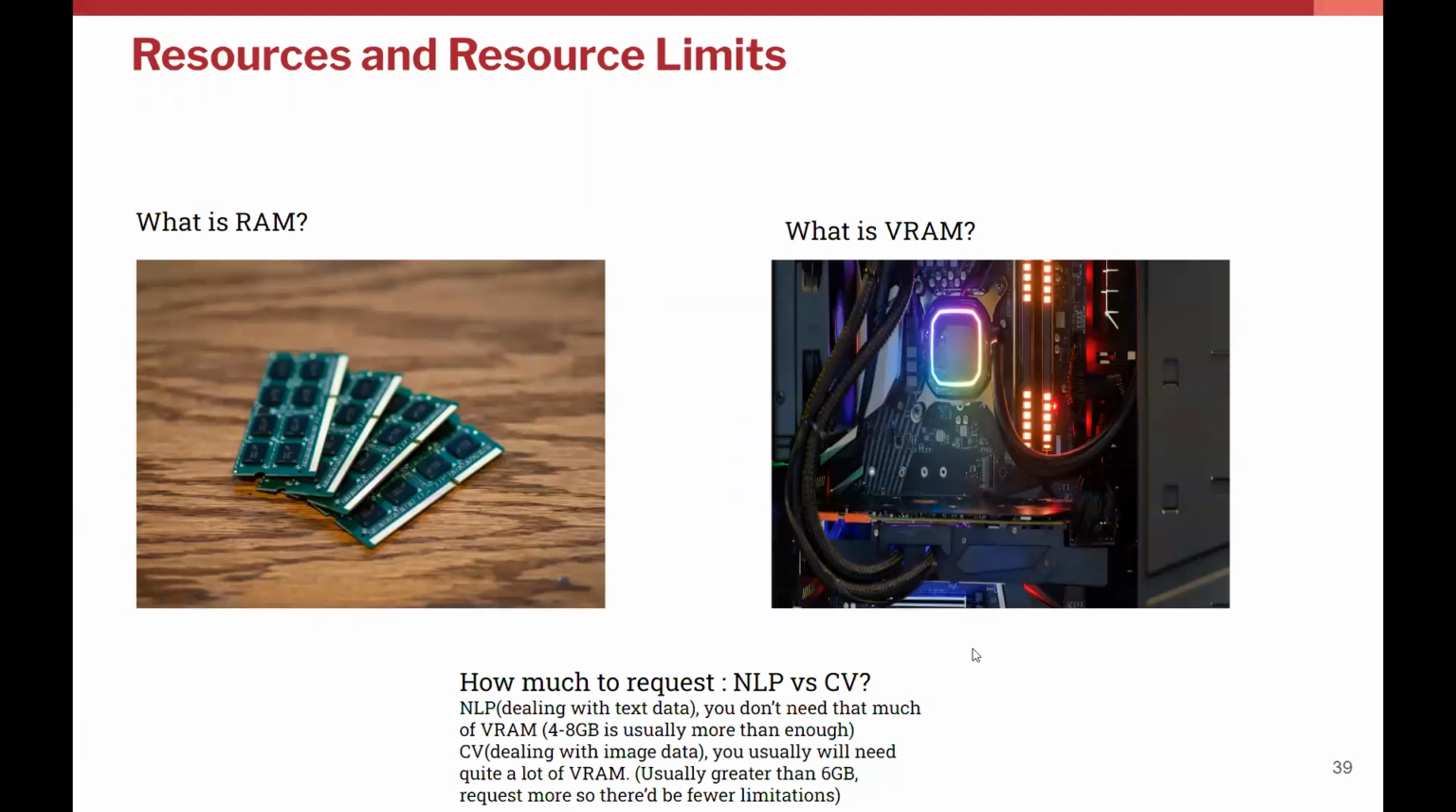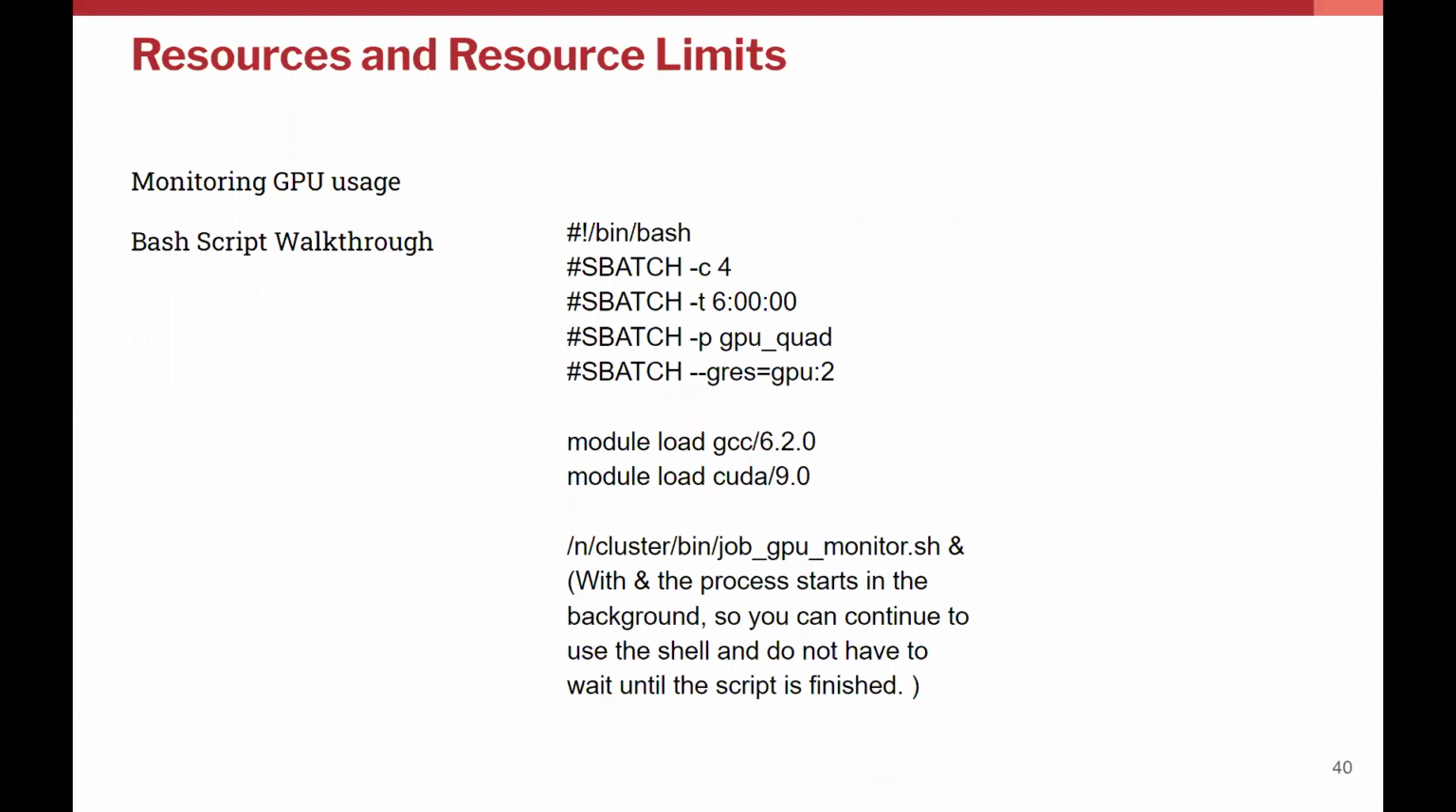So we're gonna see how much to request. If we're usually dealing with NLP data, you don't need that much because texts are small. Usually 4 to 8 GB VRAM for GPU is more than enough. When it comes to computer vision, like image data, we're probably gonna need a lot of VRAM. So I usually do at least 6, a lot of times 20 or 16, so there are fewer limitations when you actually run the job.